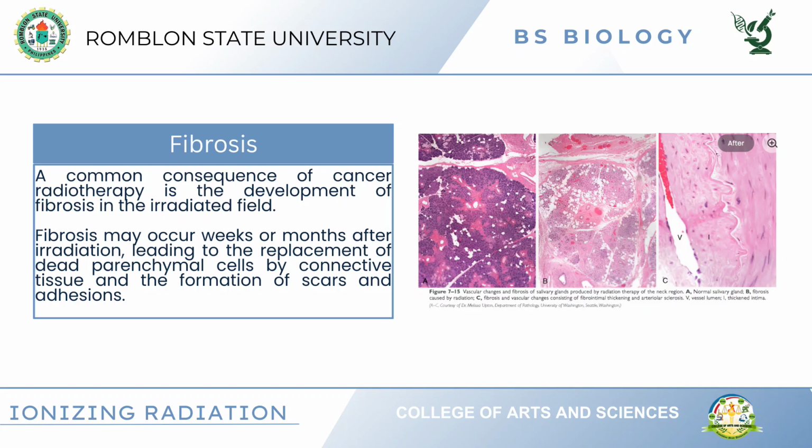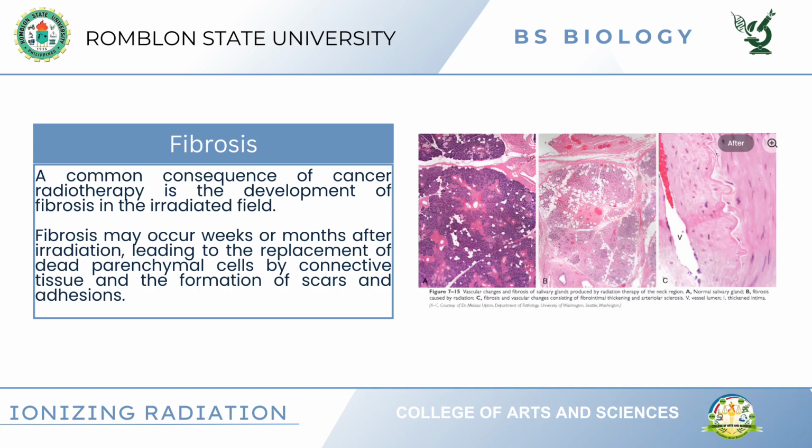So, next is fibrosis. What is fibrosis? Fibrosis is when normal functional tissue like lung, skin, or muscle is replaced by stiff scar tissue. And this scar tissue doesn't work like the original. It can impair organ function. So, why does fibrosis happen after radiotherapy?